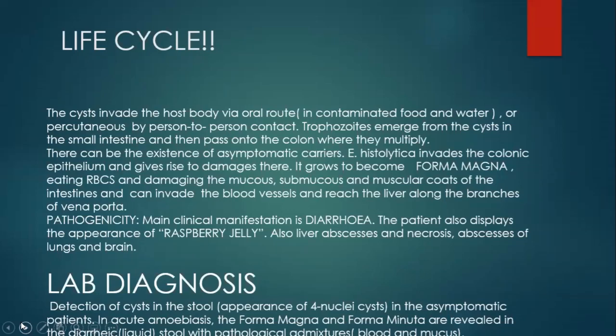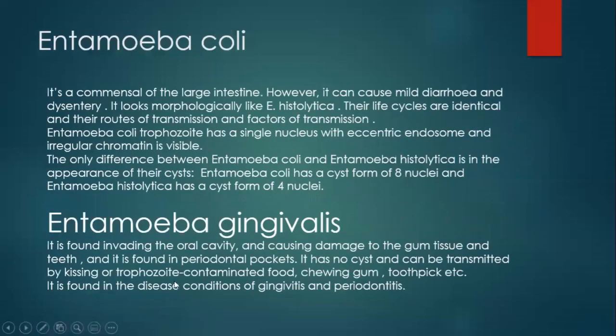We can also have asymptomatic carriers, people who don't really express the symptoms, but have the organism inside of them. The main clinical manifestation is diarrhea, and it causes the raspberry jelly form. For lab diagnosis, you detect the cyst in the stool. You detect the appearance of a 4-nuclei cyst in the stool in asymptomatic patients. For acute amebiasis, you can detect the forma magna and the forma minuta in the liquid stool of the patients. Now, of course, let's get on with the next member, Entamoeba coli.